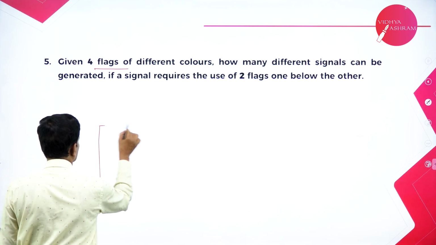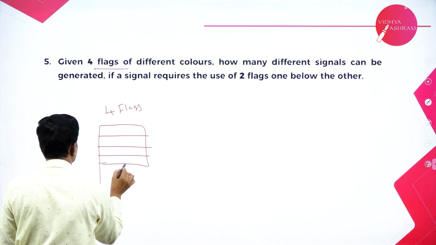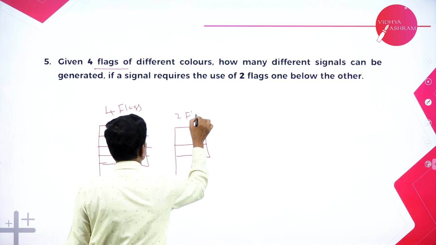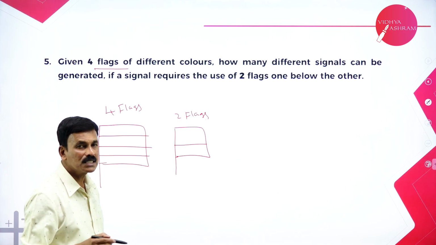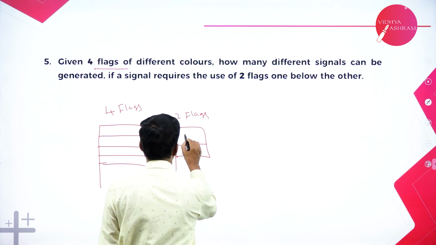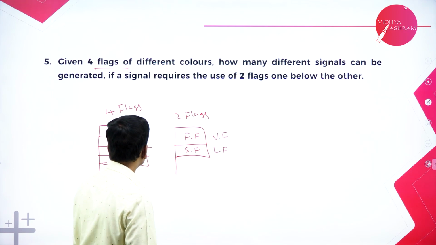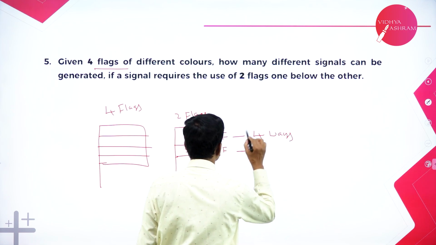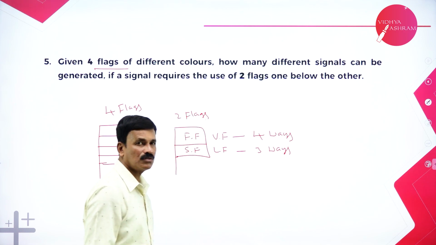So here 4 flags are given. Let us assume these are the 4 flags, and we want to generate a signal with the help of 2 flags. To generate a signal, minimum 2 flags are required. Out of 4 we are going to generate a 2-flag signal. Let us assume this is the first flag, the upper flag, and this is the lower flag. The upper flag can be chosen in 4 ways, and once one is taken out, the remaining lower flag can be chosen in 3 ways.